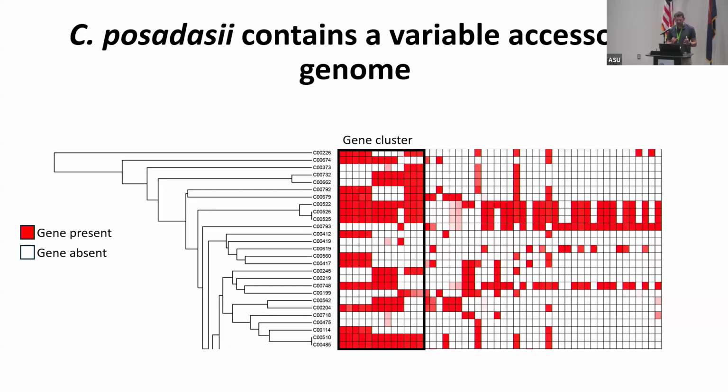So here on the left is a cluster dendrogram of the different genomes. Each one of these columns is a different gene. If it's red, the gene's present; white, the gene is absent. And what we can see here, just as a quick shot, is there's highly variable gene content across these relatively small number of genomes.